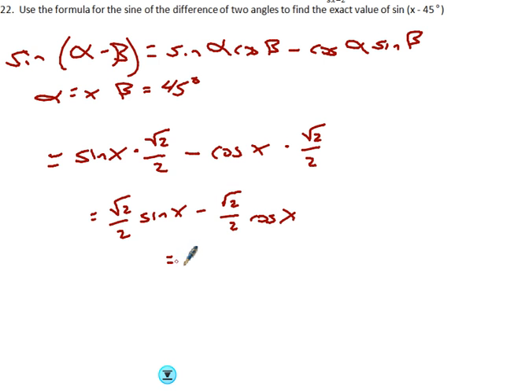And also you might see it written this way if they factor out the square root of 2 over 2. So this would be then the square root of 2 over 2 times sine of x minus the cosine of x. So there's 3 different ways you might see it. You're responsible for all 3.